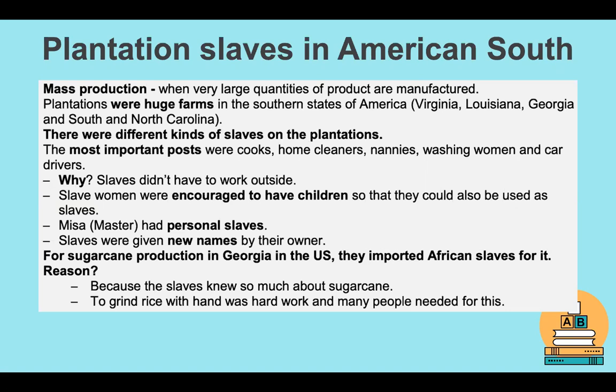And then next point there, for sugarcane production in Georgia and the US, they imported African slaves for it. And the reason being because the slaves knew so much about sugarcane, and to grind rice by hand was hard work, so many people were needed for this. Remember, if you always argue back, why did they need slaves? Because the work was labor intensive, and they needed many people to do hard work. So it always comes back to that.